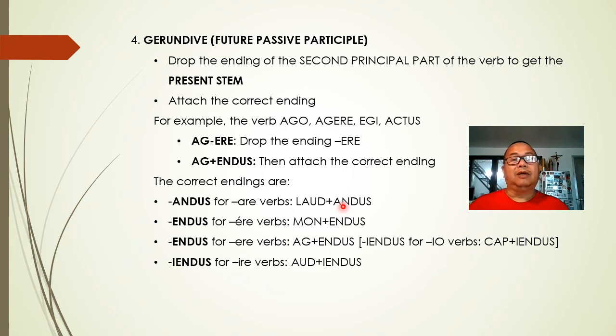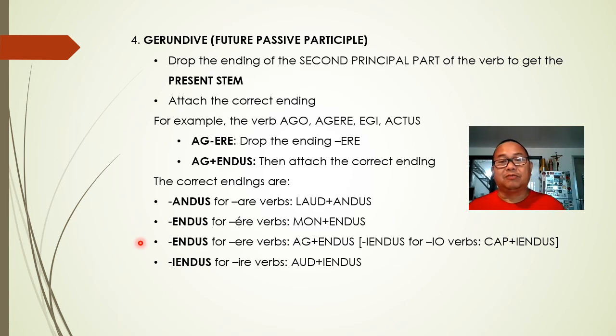So, these are modal verbs. First conjugation, laudo, laudare, drop the are, you have laud, plus andus, you have laudandus. Next, second conjugation, moneo, monere. Drop the ere, add endus, and you have monendus. Ago, agere. Drop the ere, you have ag, plus endus equals agendus.